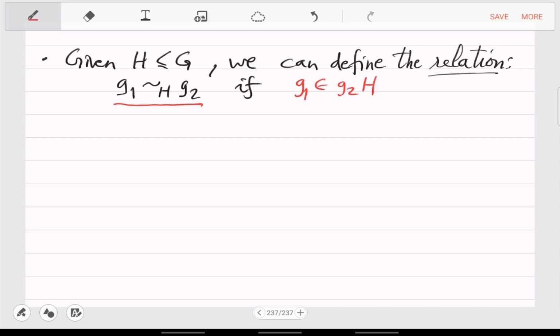Which is also equivalent to saying that G2 inverse G1 is an element of the subgroup H. So if this ratio is an element of the subgroup, then we say that these two elements are related. This relation is actually what is partitioning the big group. So what is the property of this relation? If you remember your relation chapter, it's an equivalence relation, right?